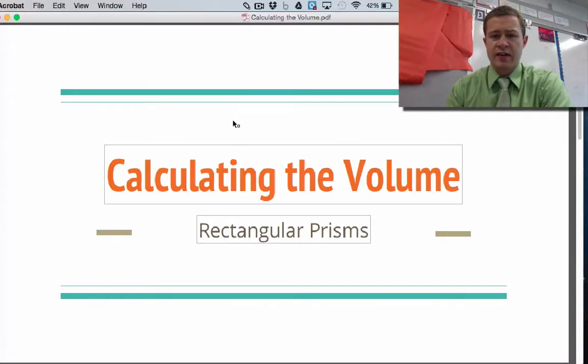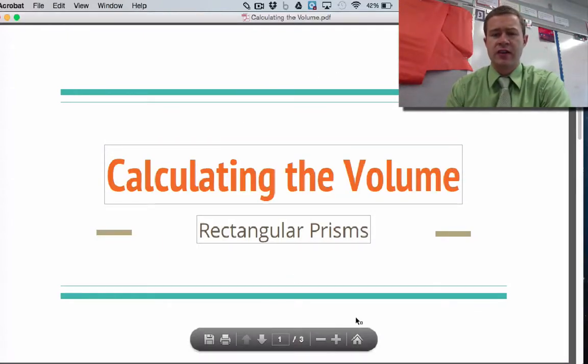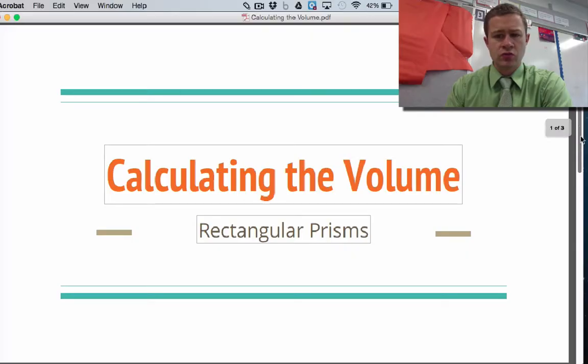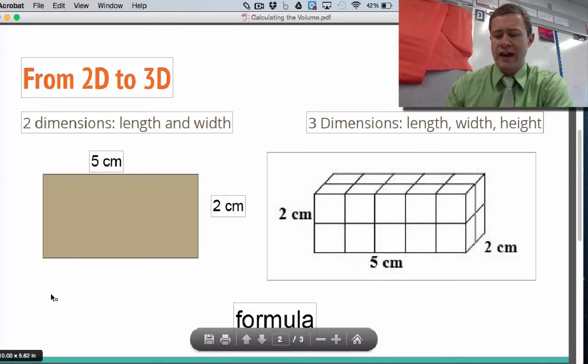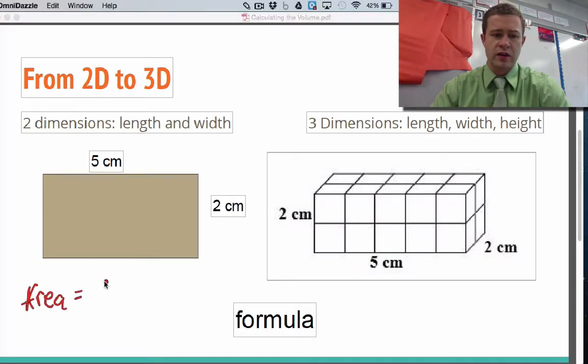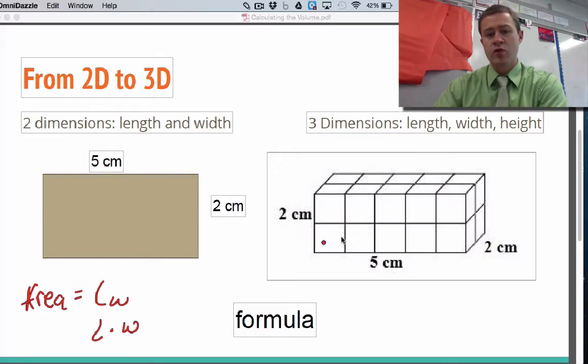Today we're going to be talking about calculating the volume of rectangular prisms. What you've been used to previously is talking about two dimensions, where we have length and width, and this would be called area. So it would be LW, or L times W. Whereas the formula for volume is the amount of space a three-dimensional object takes up.